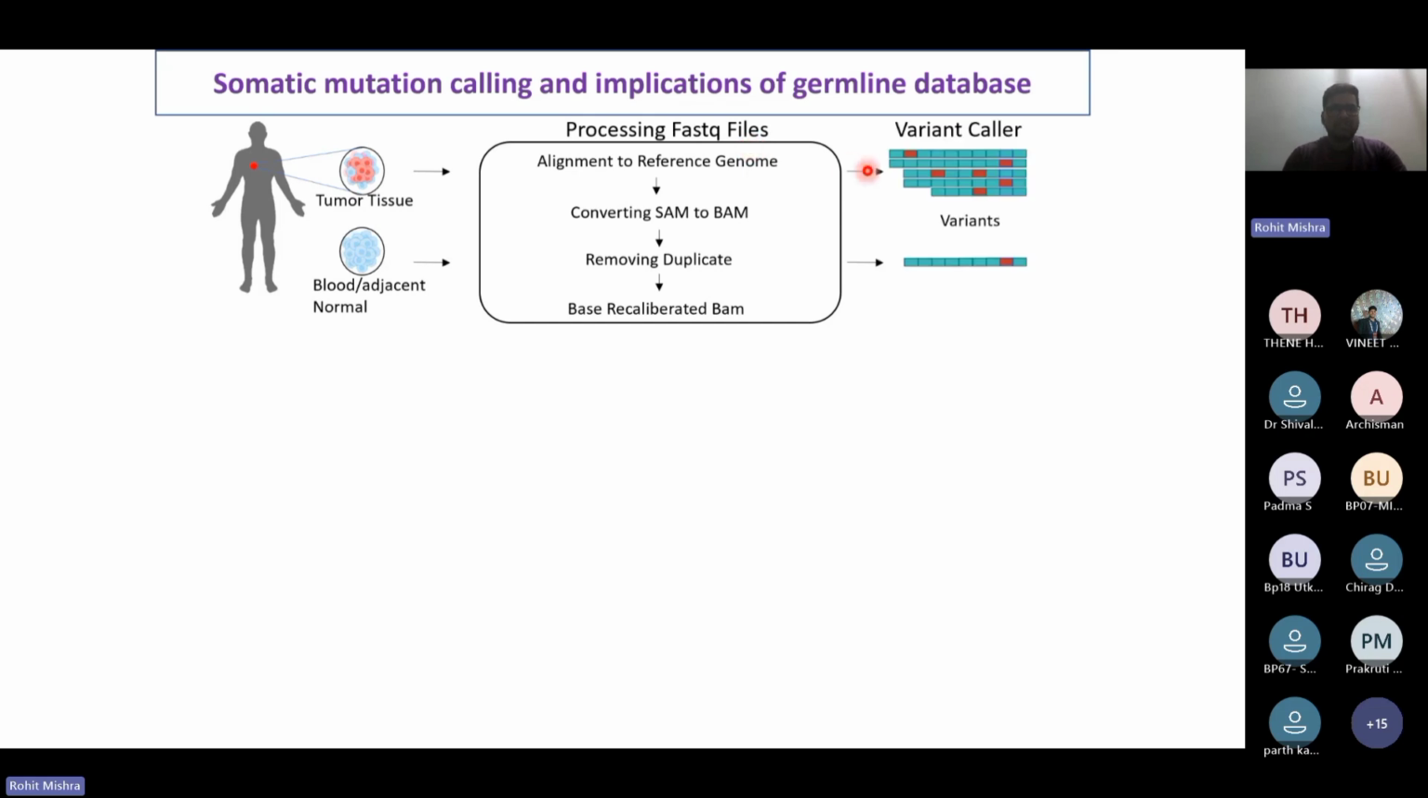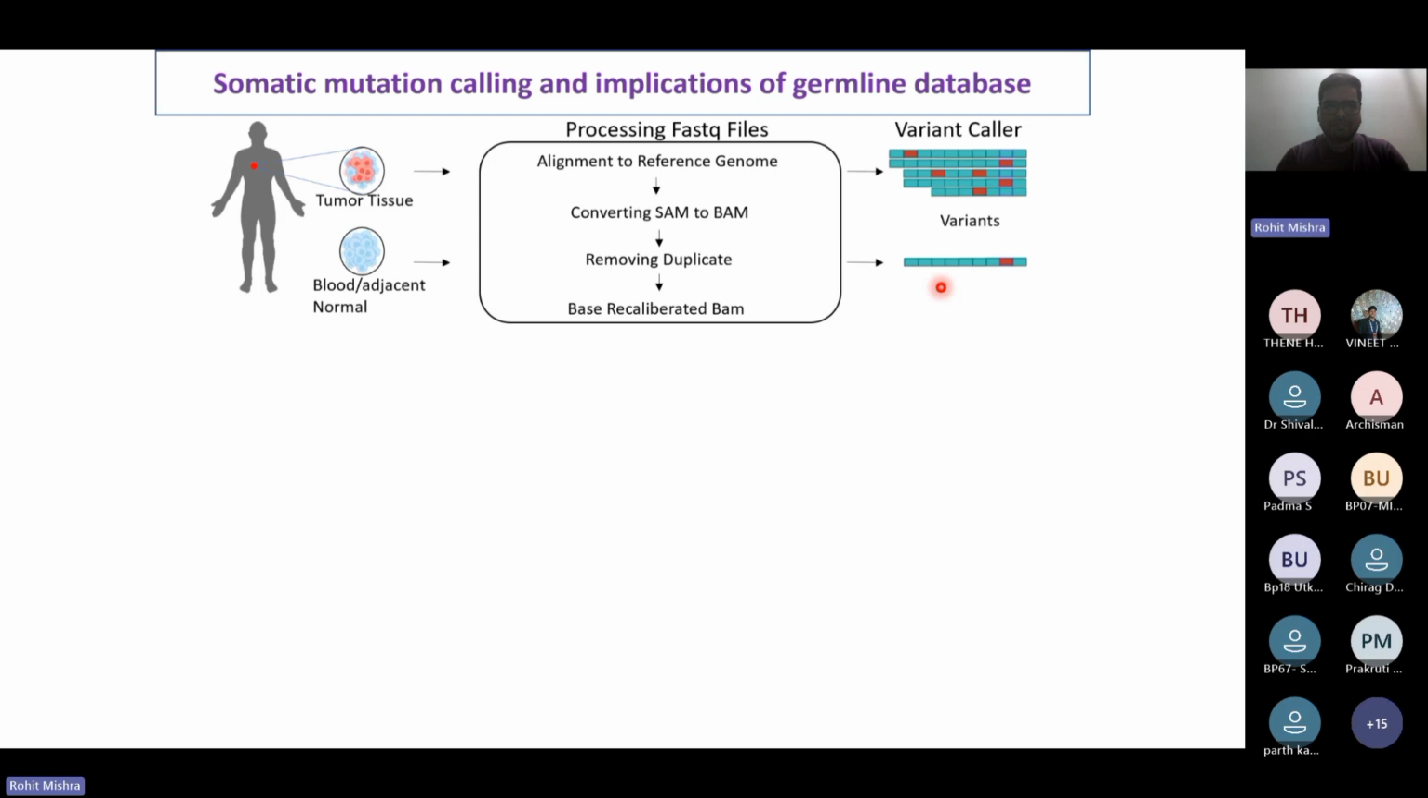This is the same step where we are aligning it to the reference genome and making a variant call. Once the variant call is made from the tumor tissue, you can see here we are finding 5 variants. These 5 variants could be 5 mutations in our DNA. And this is from the blood, or you can say adjacent normal, which is collected from the same patient. When I sequence this, I have only one variant present over here.